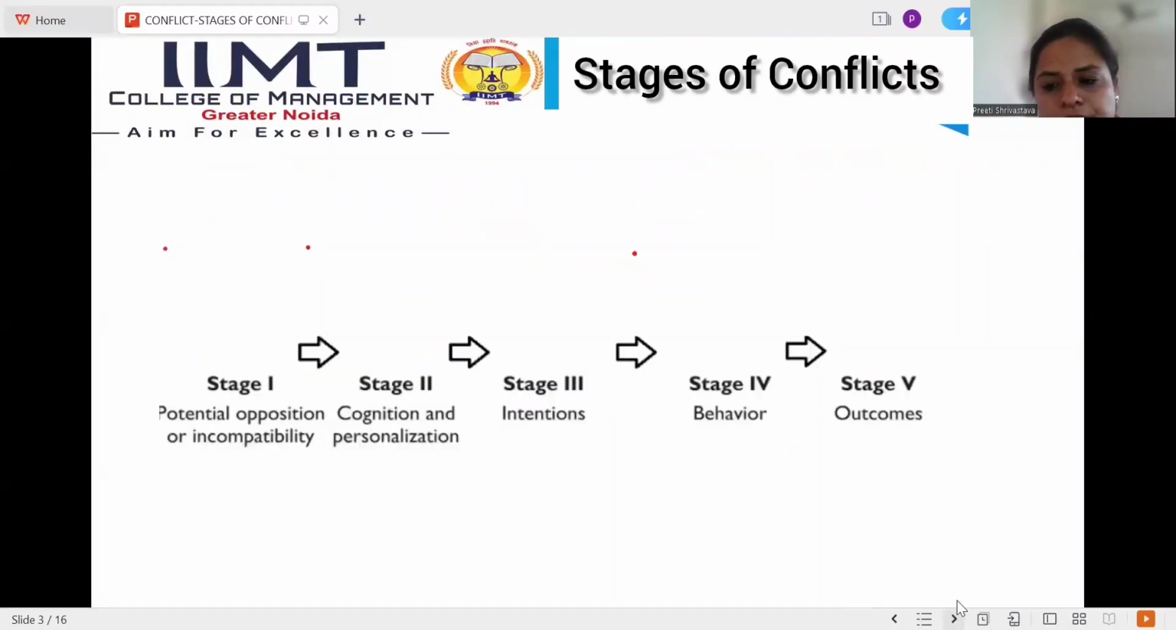Now, there are 5 stages of conflict. The first stage is potential opposition or incompatibility. Then the conflict moves to the second stage, that is cognition and personalization. After that, the third stage, that is intention. And this intention changes into the behavior. And after the behavior, there is the last stage, that is the outcome stage. And these all stages we will discuss in detail.